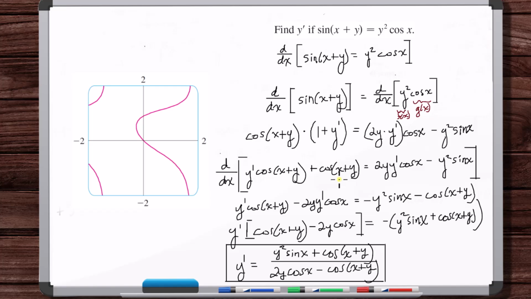We would have y double prime now, right? Because the d dx of y prime is y double prime. Solve for y double prime, and that's going to be in terms of x, y, and y prime, and then plug this y prime into that equation. So obviously that would be pretty complicated for this example. We're probably not going to work an example this complicated, but that's the idea.